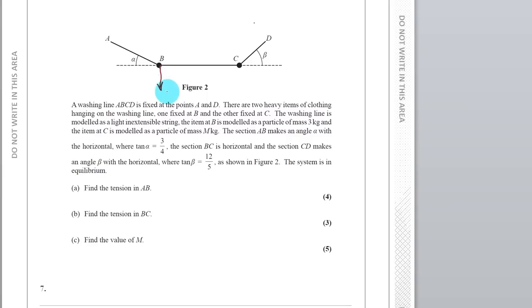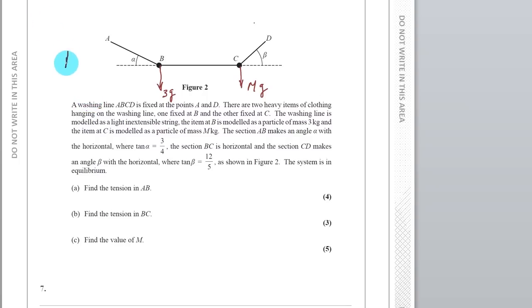I have a force here, which is 3g. And at C, modeled as a particle with mass m kilograms, I have here force mg. The section AB makes angle alpha with the horizontal, with 3 and 4.